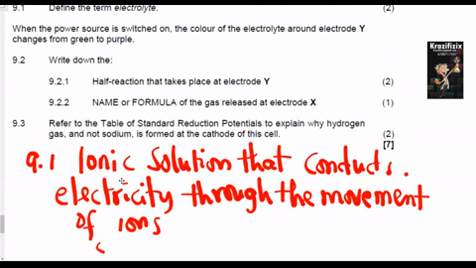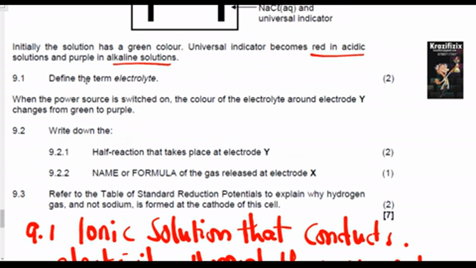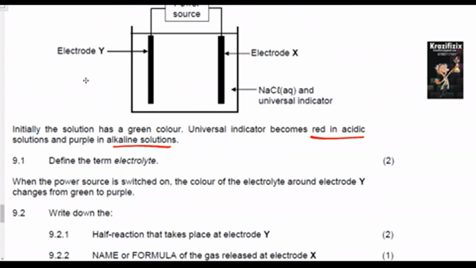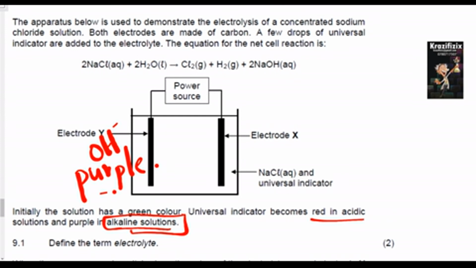Okay. Now, when the power source is switched on, the color of the electrolyte around Y changes from green to purple. Let's see. If it changes from green to purple, so we have a purple coloration here, then there must have been an alkaline, and our alkaline is simply represented by our OH. Let's go back. Do we have OH in the equation? Yes, sodium hydroxide is produced there. Good. We have a headway.